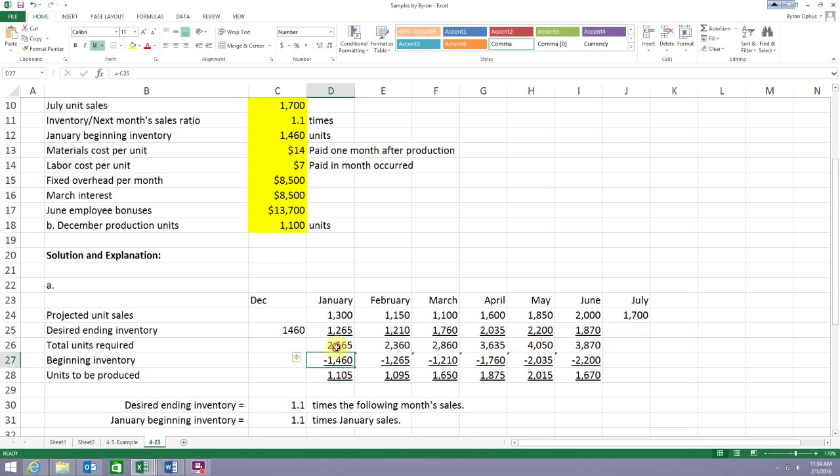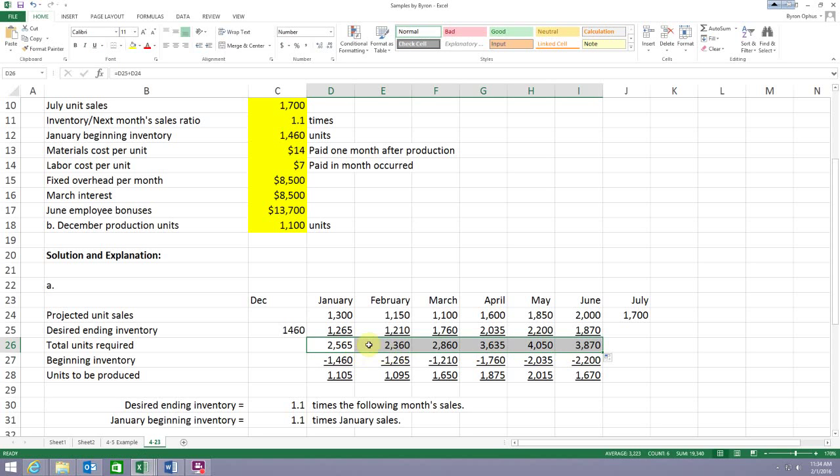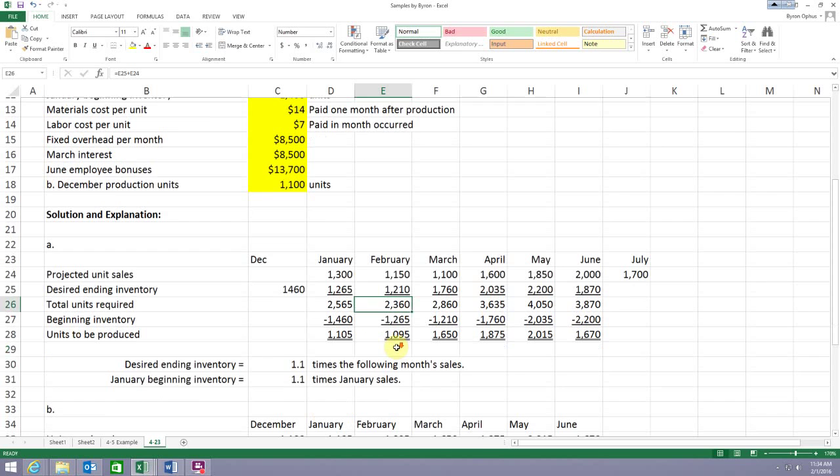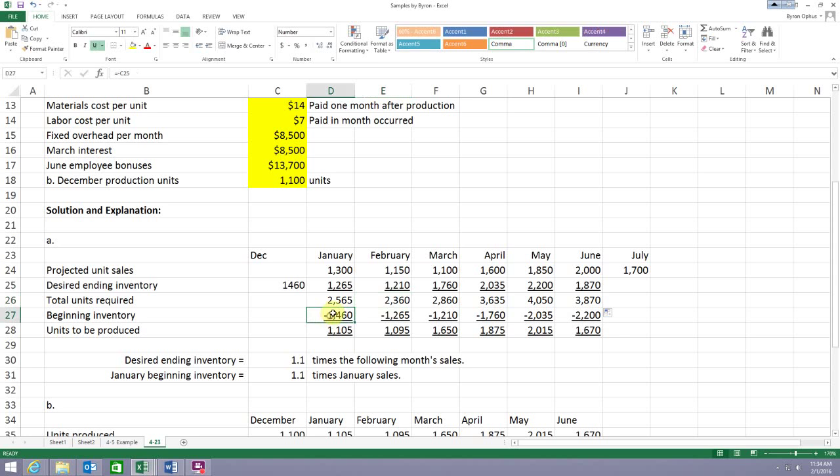Okay. And then I can simply take that, and again, I can drag that down there, and the formula is going to stay the same. It's going to add the 2 above it. Okay. Then I subtract from that what I had for beginning inventory, right? Because then I need to know how many I need to produce each month.